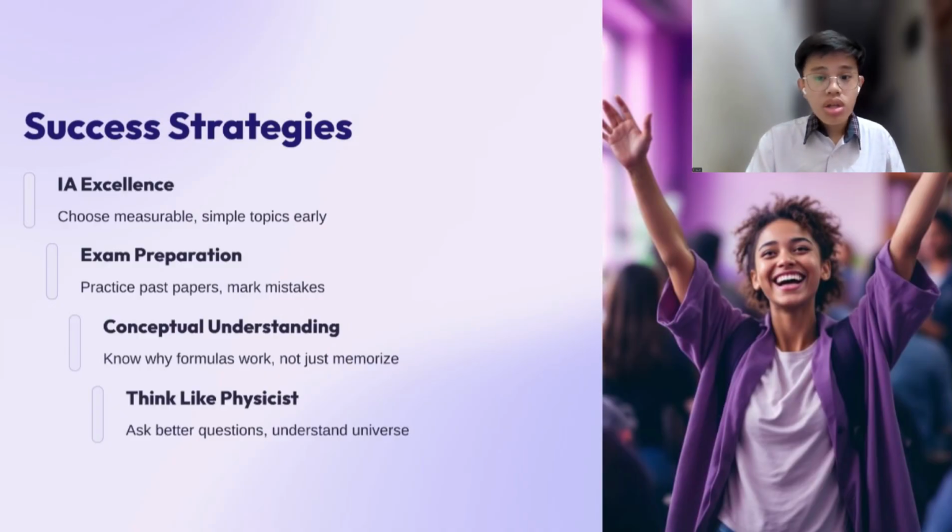Number two, choose something that is measurable and specific. Don't try to aim for crazy topics that go over the syllabus. Simplicity done well equals 4 marks. Number 3, graphs, uncertainty, and analysis matter way more than flashy notes. Start early, trust me.